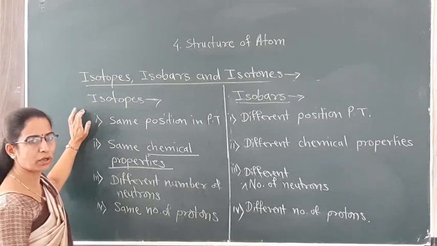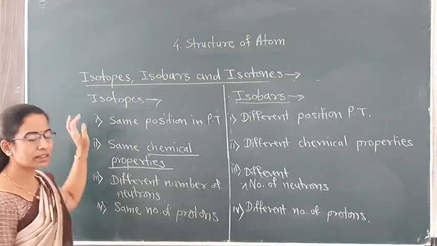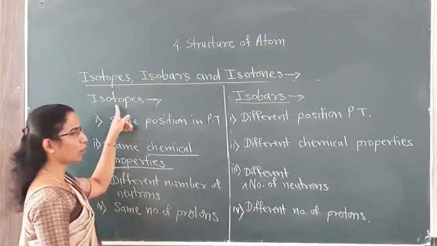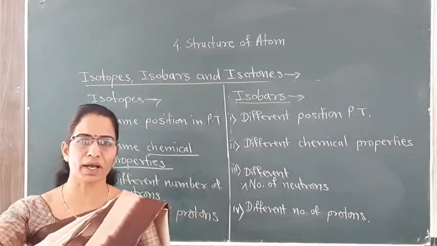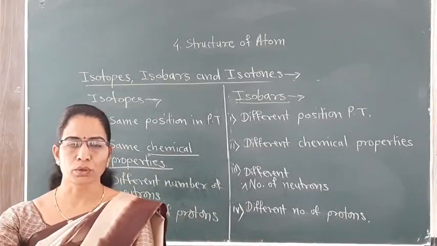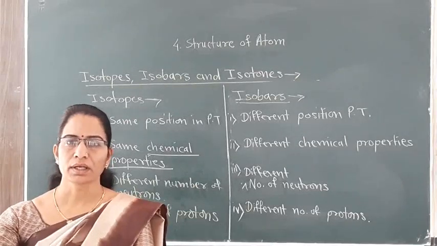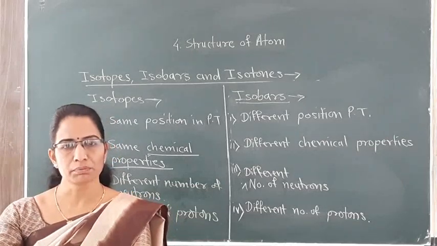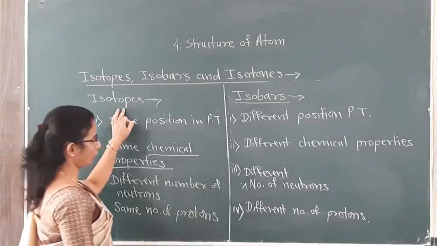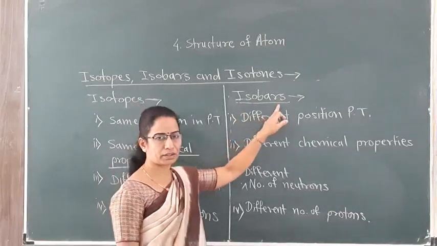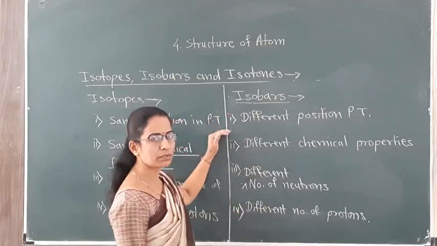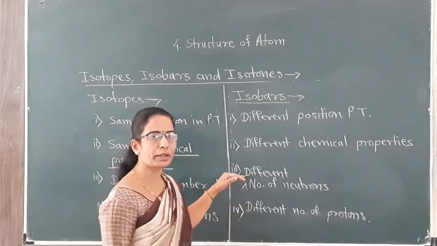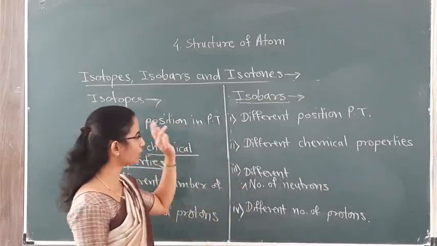These are the atoms of the same element having the same number of protons but different number of neutrons, that are called as isotopes. Or also we can define the isotopes as the different atoms of the same element having the same atomic number but different mass number. Similarly, isobars are defined as the atoms of different elements having different number of protons and different number of neutrons, that are called as isobars.